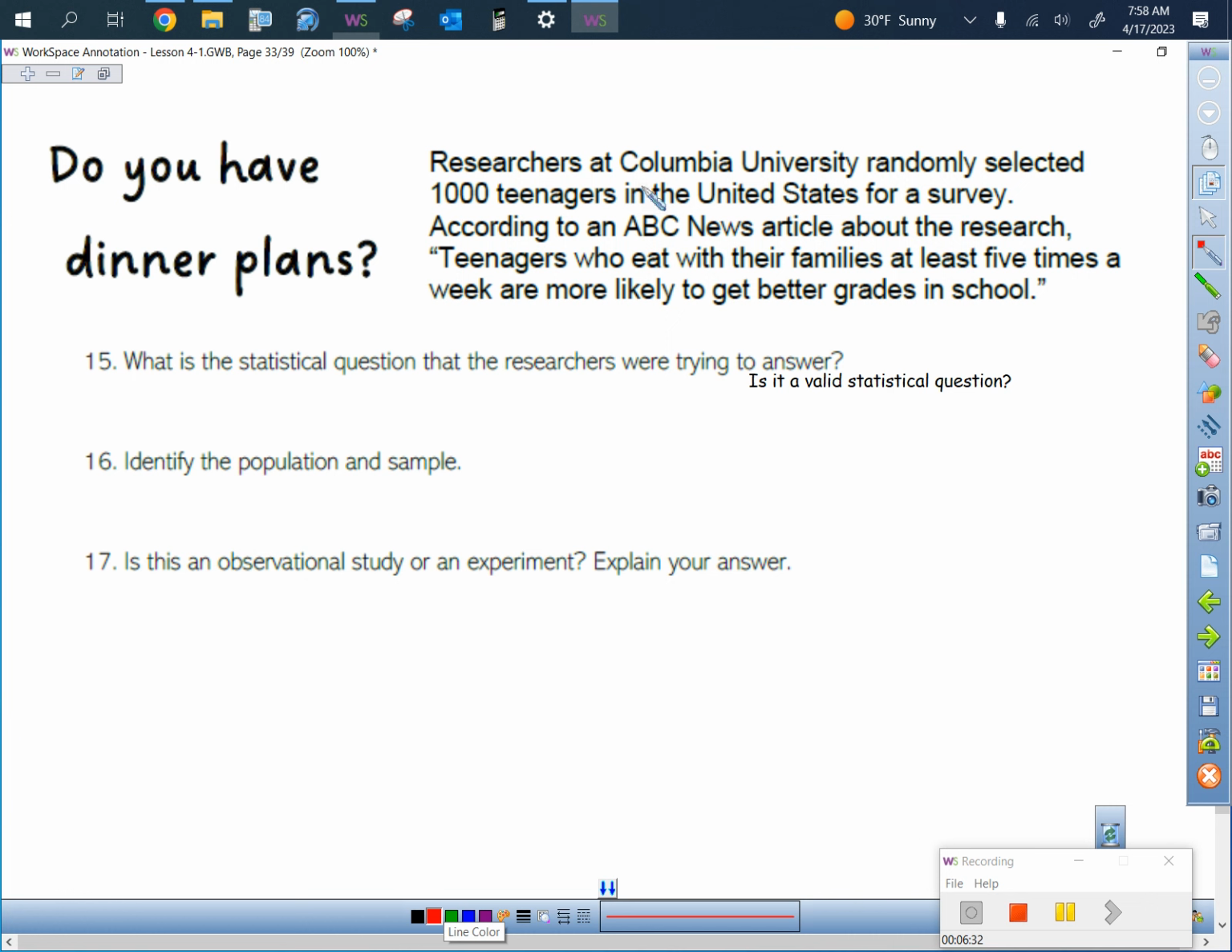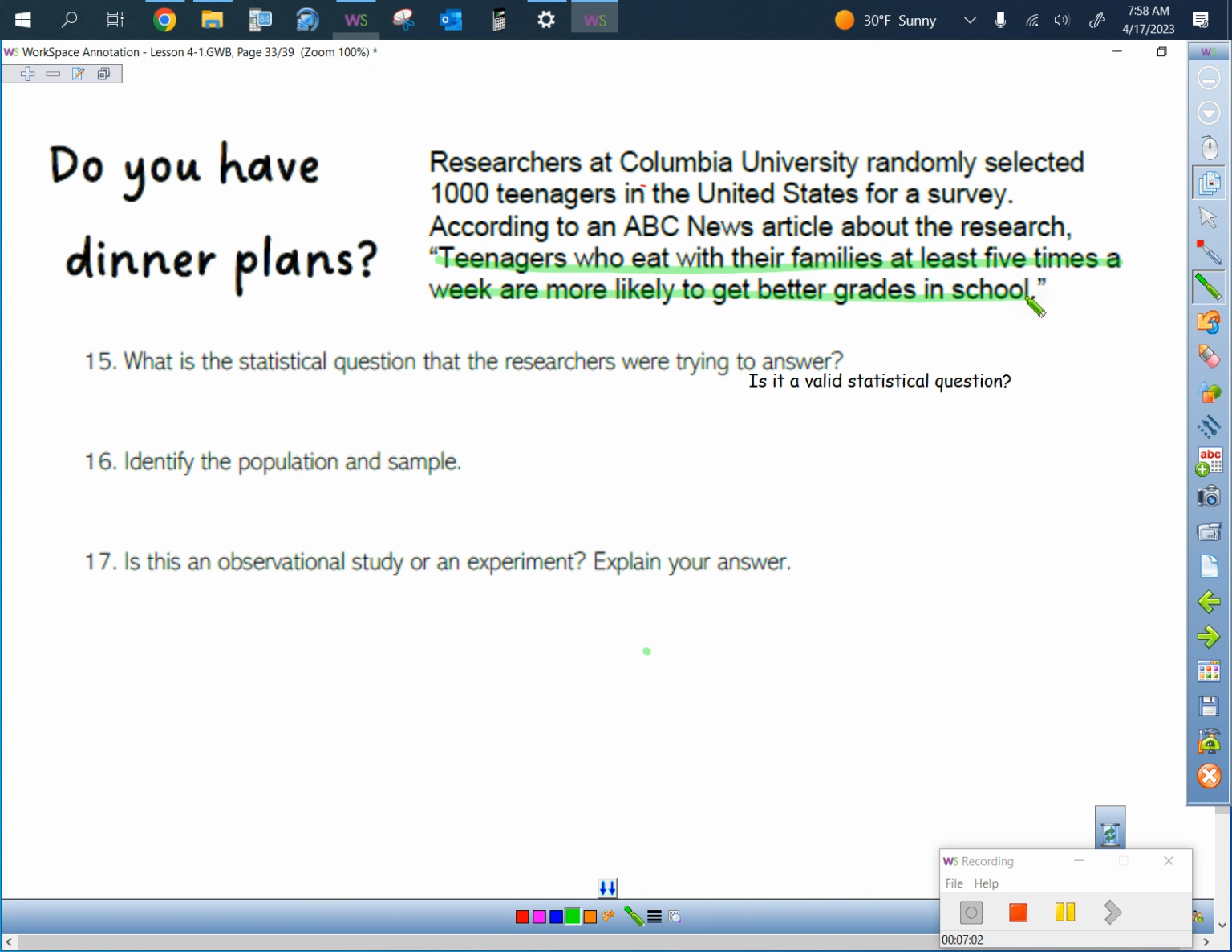It says, researchers at Columbia University randomly selected 1,000 teenagers in the United States for a survey. According to an ABC News article about the research, teenagers who eat with their families at least 5 times a week are more likely to get better grades in school. So question 15 asks, what is the statistical question? Would you believe it has to do with this, right? Isn't that kind of like what they're studying in this situation?